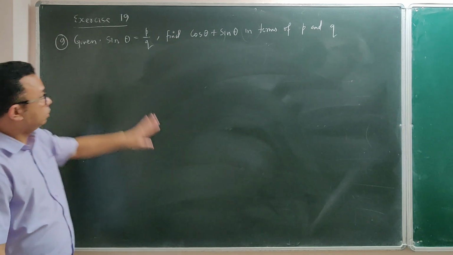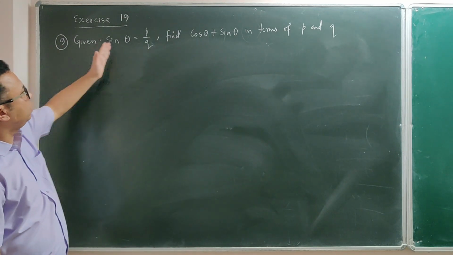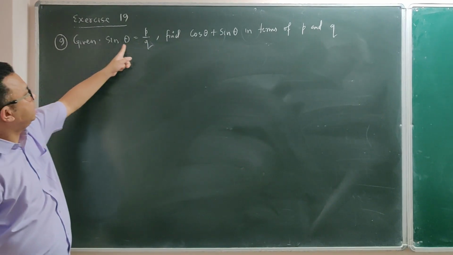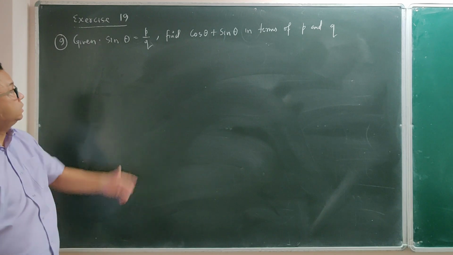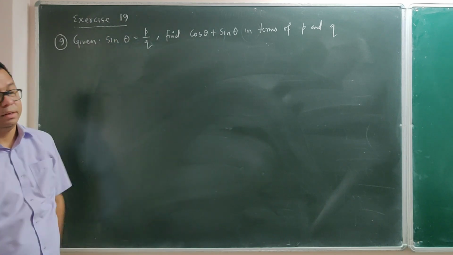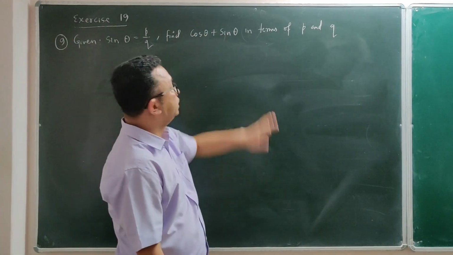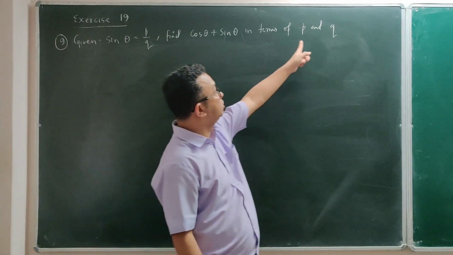Alright, now let's see then. You may face a little problem because here you don't have numbers now. Given that sin theta is p by q. Usually we are very comfortable with numbers, but here you have letters, alphabets. Find cos theta and sin theta, and your answer must be in terms of p and q.